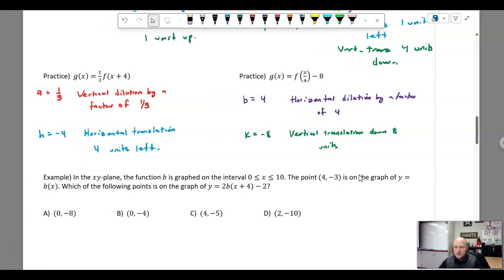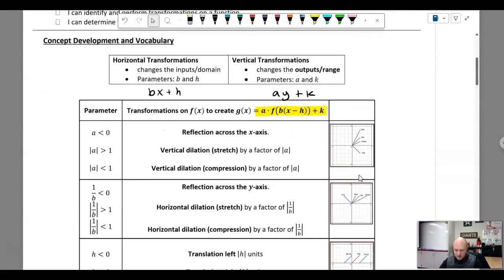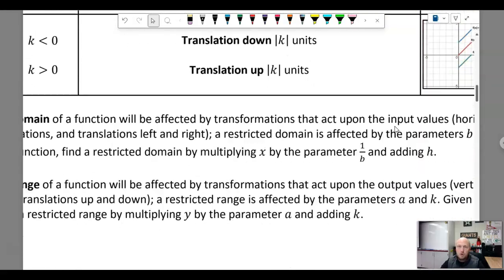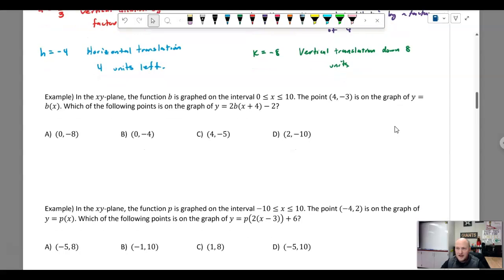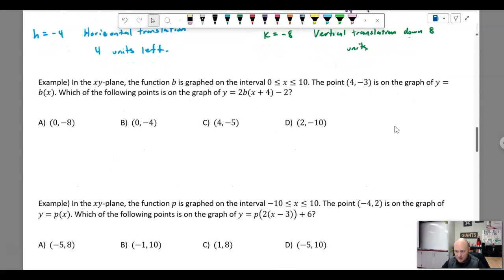Okay, let's go ahead. Again, I want to remind you about the effects of these parameters. Horizontal transformations affect our input values by a calculation of B times X plus H. The outputs are affected by A times Y plus K. So if you want to see how something is changing, those are the calculations that you make. You multiply times the dilation factor, and then you add the translation factor.